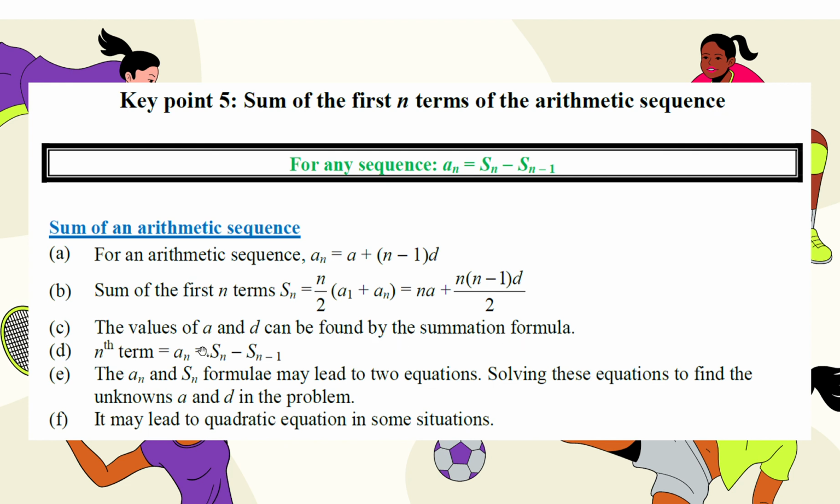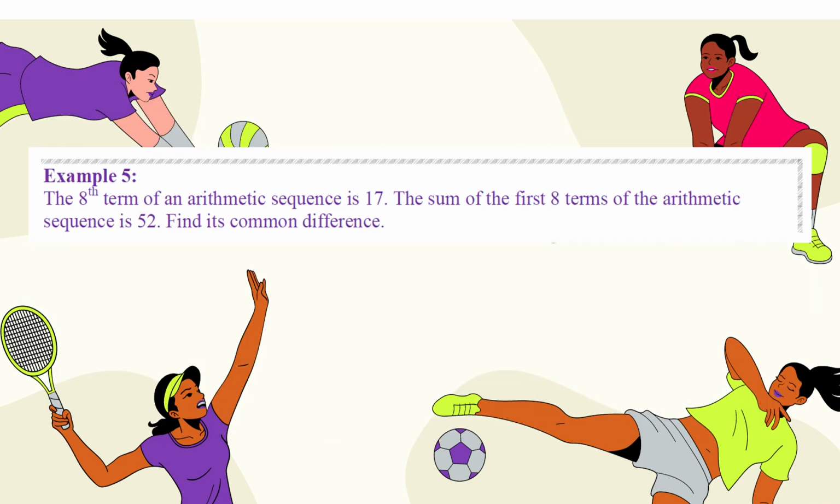And also remember this very important point: the n-th term is S_n minus S_(n minus 1), okay? So you have two concepts, a_n and S_n, so you have two equations. Possibly you can solve these two equations to find the two unknowns a and d. Sometimes it may lead to a quadratic equation in some calculation, okay? Let's see.